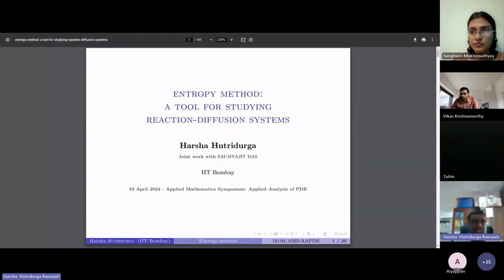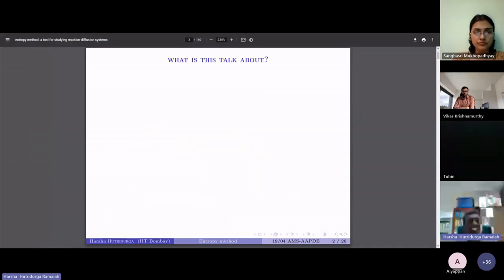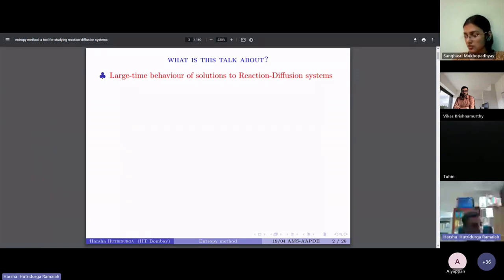Thanks very much for this opportunity to present this work. I will give a brief introduction to this method known as the entropy method. And the equations that we would like to study are the reaction-diffusion systems. Whatever I present today is joint work with Soumijit Das, who is a student here at IIT Bombay. This talk is about large time behavior of solutions to reaction-diffusion systems.